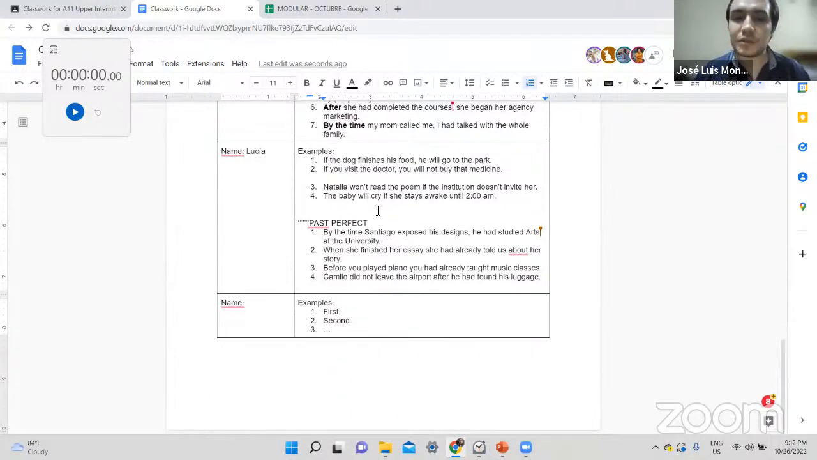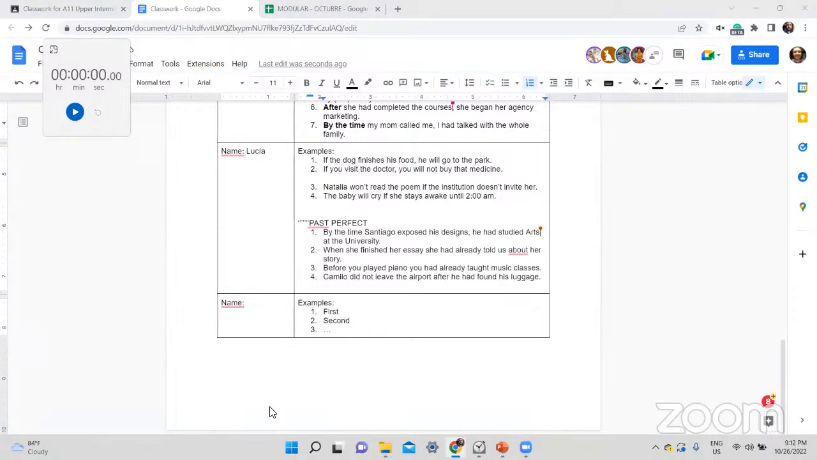Lucia, let's continue with you, please. All right. By the time Santiago exposed his designs, he had studied arts at the university. When she finished her essay, she had already told us about her story. Before you played piano, you had already taught music classes. Camilo did not leave the airport after he had found his luggage.